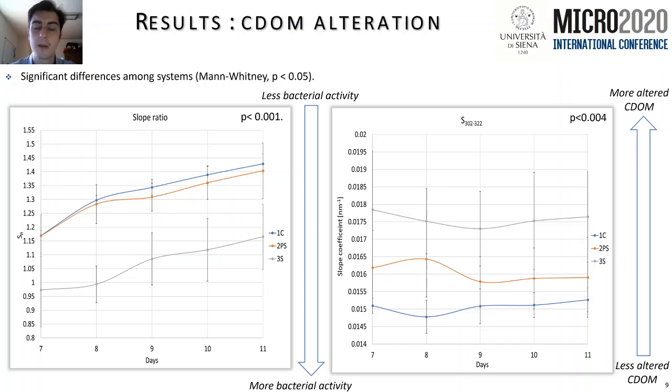And this is confirmed also by the spectral slope coefficient calculated for the wavelength range 302-322. The two charts are complementary, despite the opposite trend in the spectral slope coefficient, where silica was in the first position, followed by microplastics and control. According to the definition of spectral slope, silica was the system with the highest degree of DOM alteration, probably related to the fact that it was also the system with the highest observed bacterial activity.